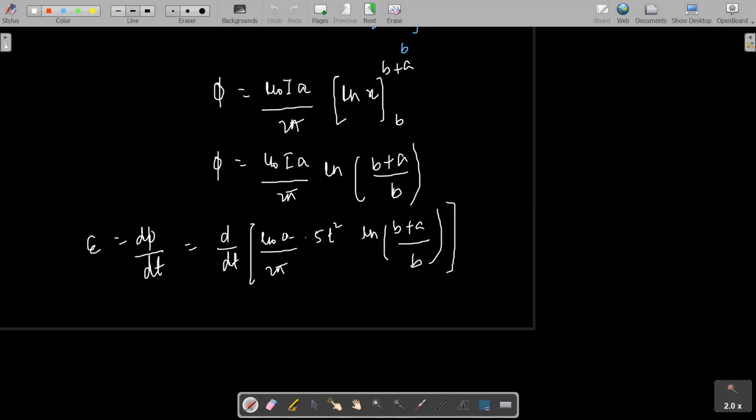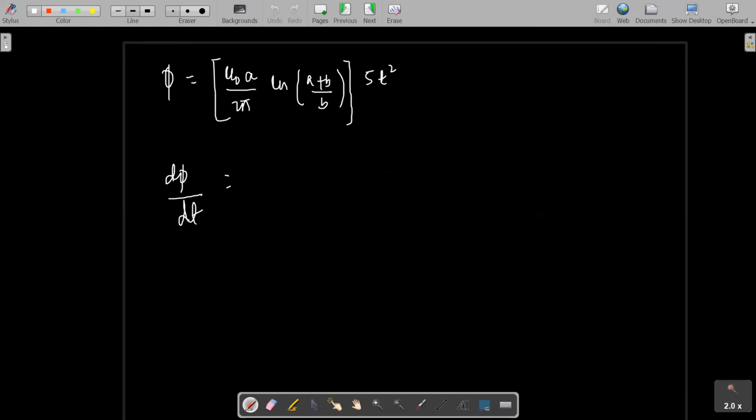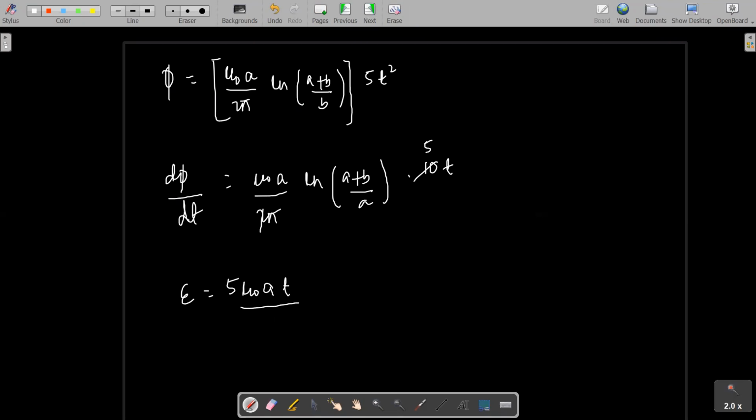So it is mu naught A over 2 pi into 5t square. Very correct. Now if we differentiate this, what will we get? We'll get mu naught A over 2 pi into ln of (A plus B) over A, into the differentiation of 5t square, which will be 10t. So we'll cancel out this 2 with 10, giving 5. So the value of EMF induced will be 5 mu naught A t over pi into ln of (A plus B) divided by A. Okay, this will be the answer for this problem.